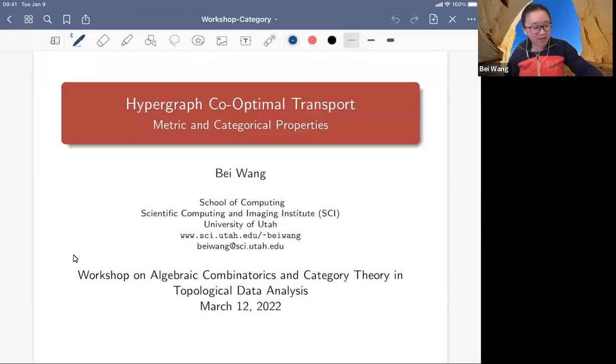All right, so today I'm going to talk about hypergraphs, co-optimal transport, which is a metric for hypergraphs, and then there's some category theory in there. That's why it's maybe relevant to this workshop.